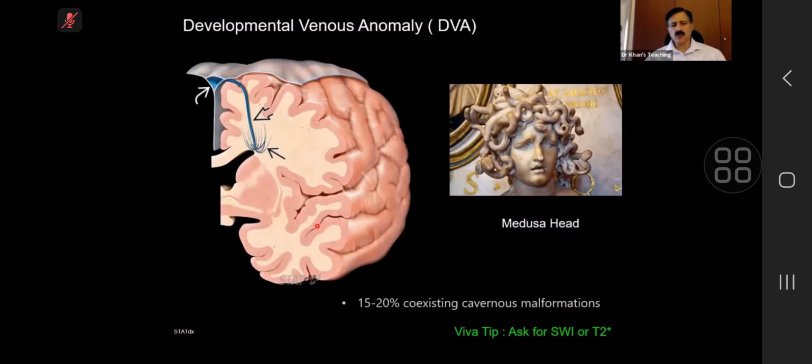On the other hand, if you see a DVA initially, then you ask for a contrast examination to pick up a DVA. But if some examiner shows you a DVA initially, then you again ask for a SWI or T2 star to look for cavernomas. So you should know the relationship between the two and which sequence is best to pick them up.